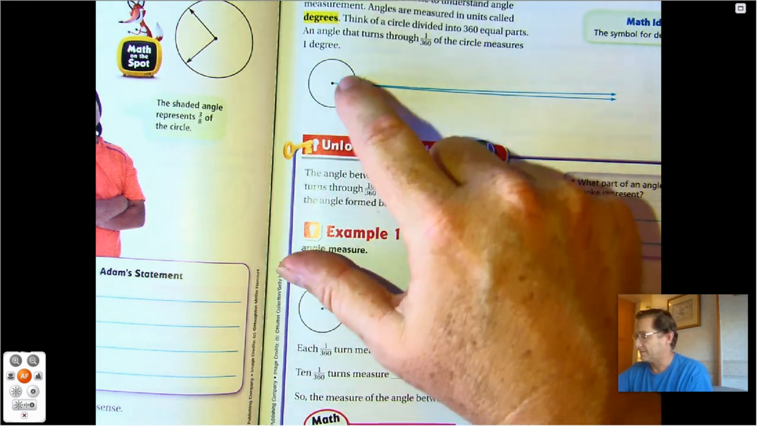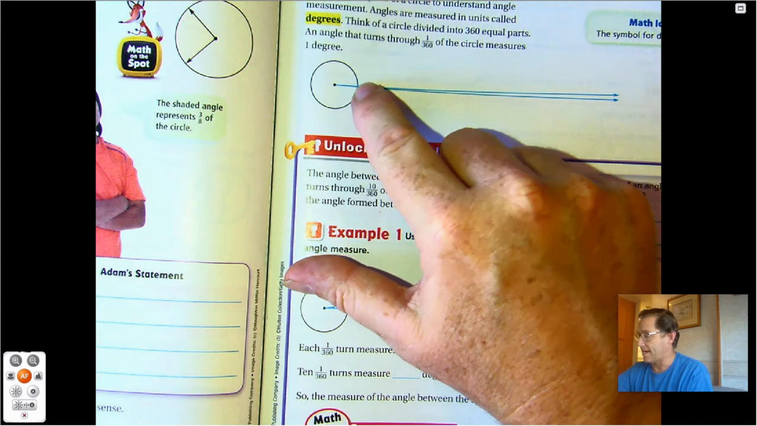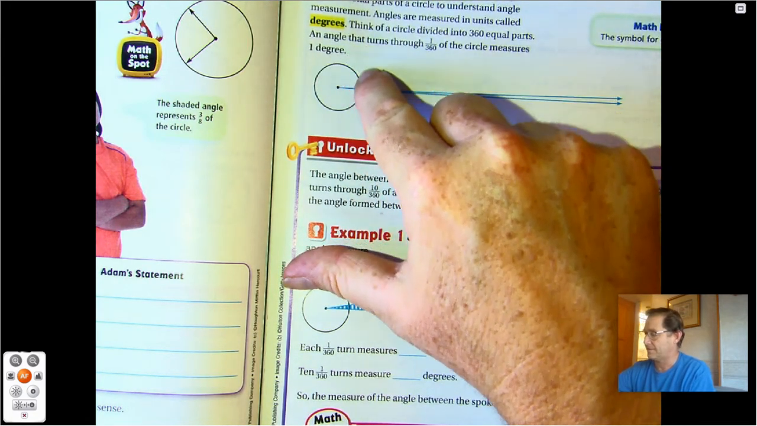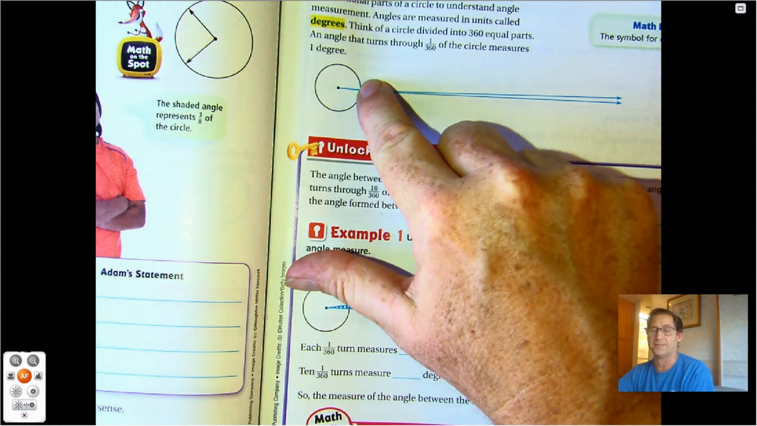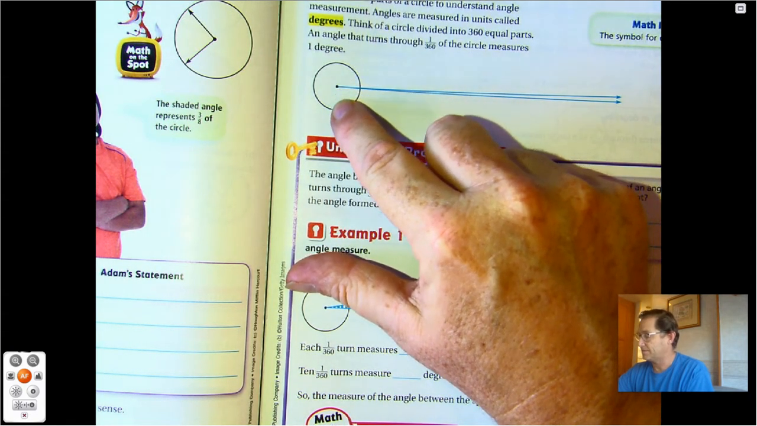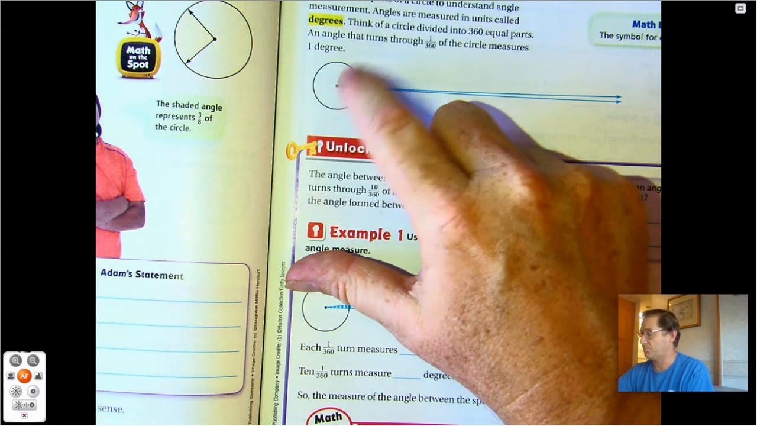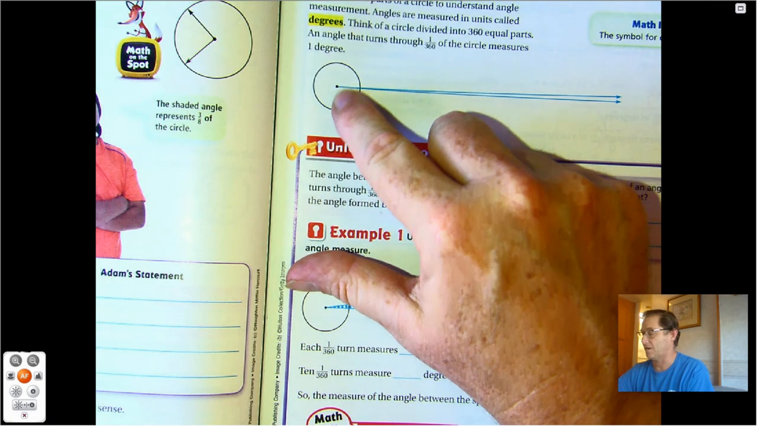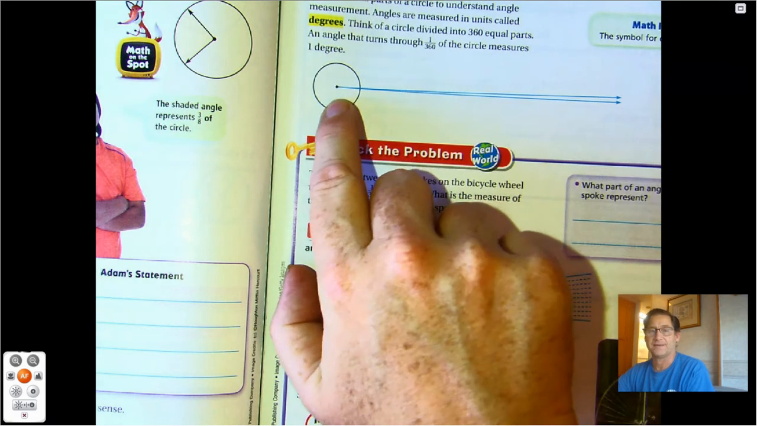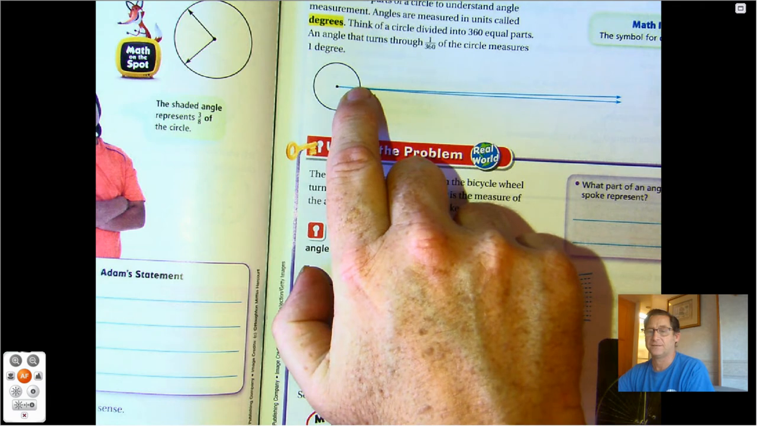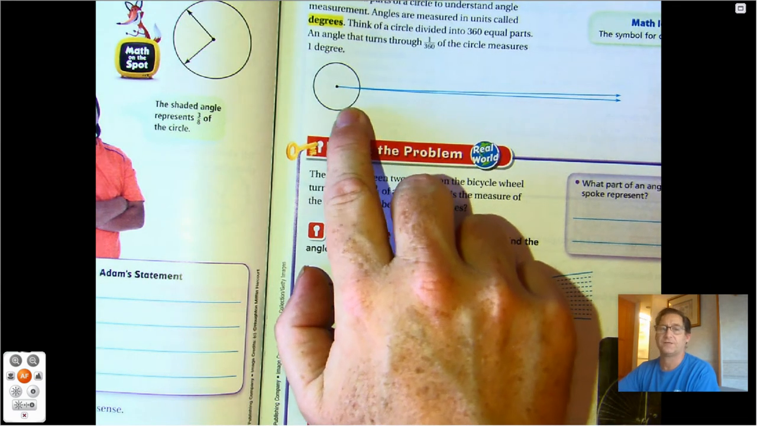If this was my starting point and I opened the angle all the way around, it would be 360 degrees. If I opened it so it was pointing at like the 3 on the clock and the 6 on the clock, well, that would be a right angle or 90 degrees.